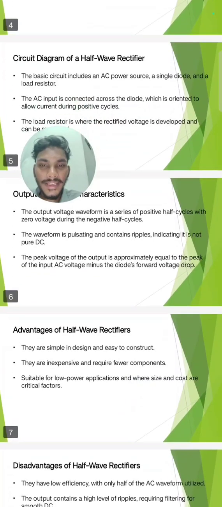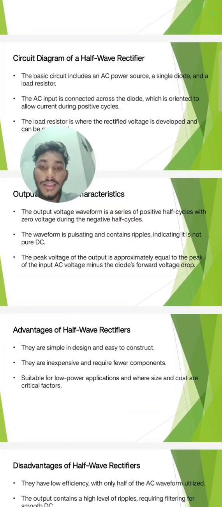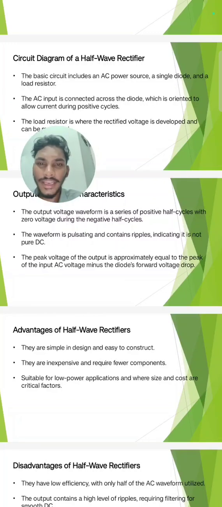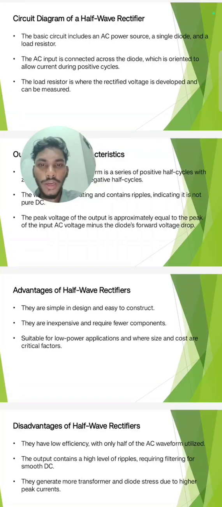When it comes to the advantages of half-wave rectifiers, they are simple in design. They are easy to construct, consisting of one diode, a load resistor and the AC input. They are inexpensive and require fewer components, minimum two components plus the AC supply. They are suitable for low power applications, where size and cost are critical factors, because the circuit is simple.